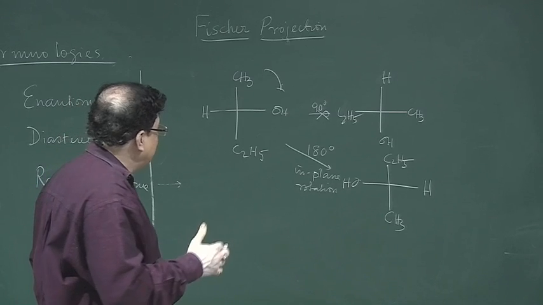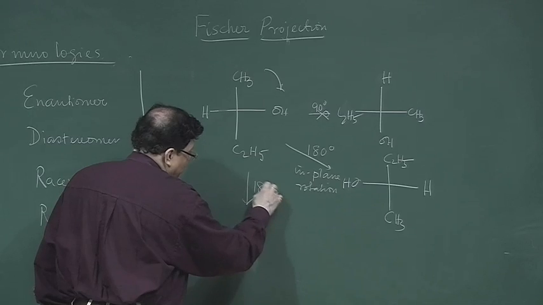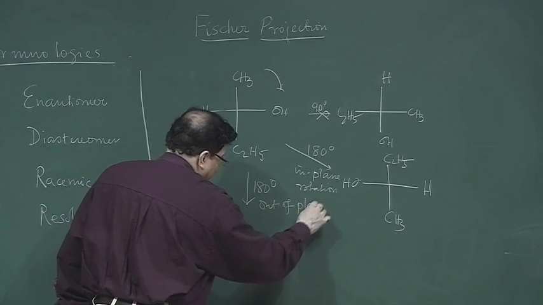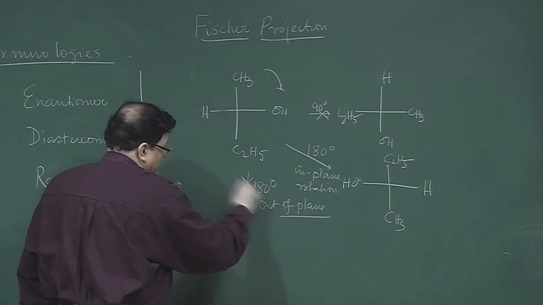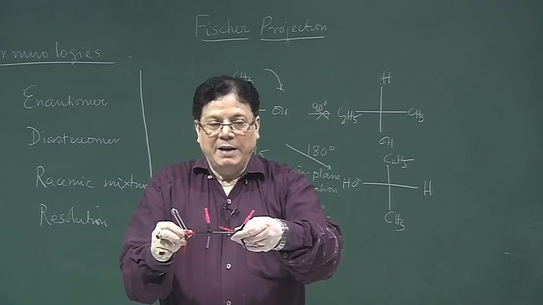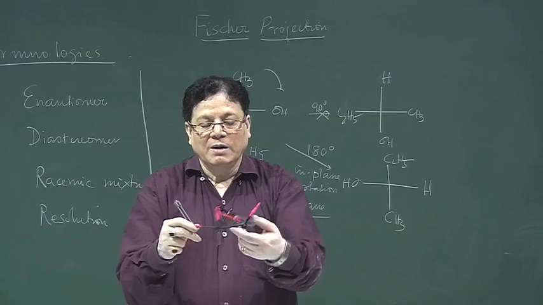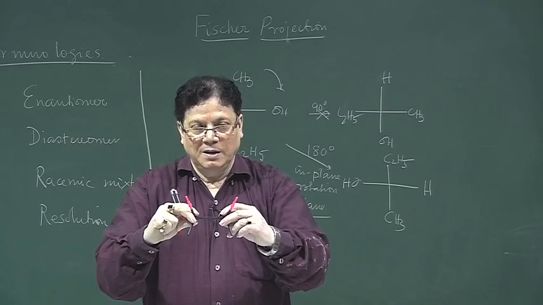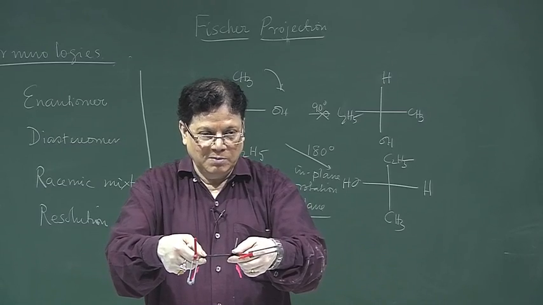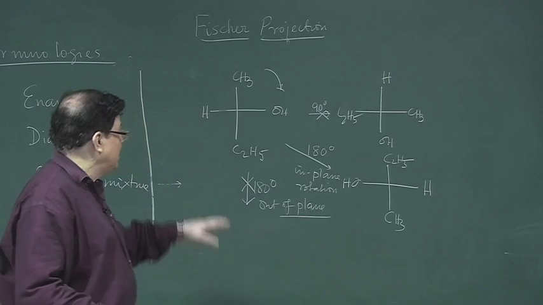What other things are allowed or disallowed? Disallowed is 180 degree out of plane rotation. See, there are two ways of doing 180 degree rotation. Either you rotate it in the plane, that is one way of rotation, or you can rotate it 180 degree out of plane. That means, you take the molecule out of the plane and then again put it in the plane. So, these are the two ways. 180 degree out of plane rotation is not allowed.